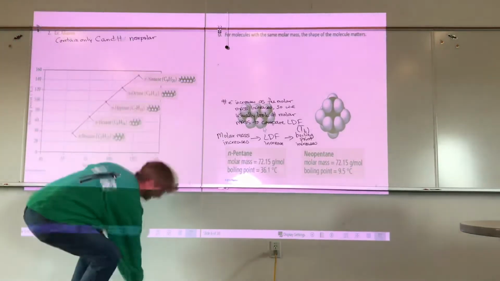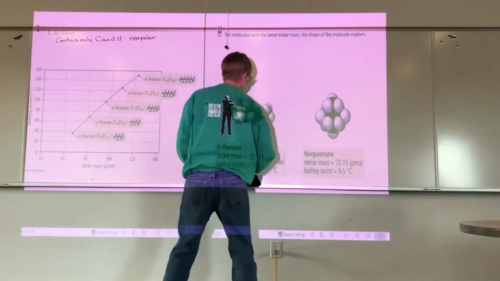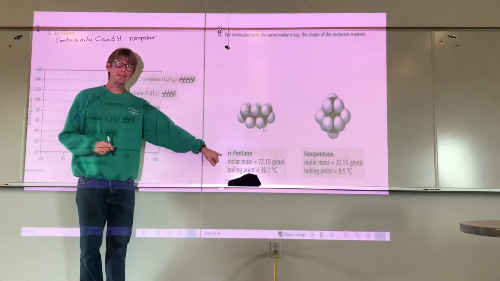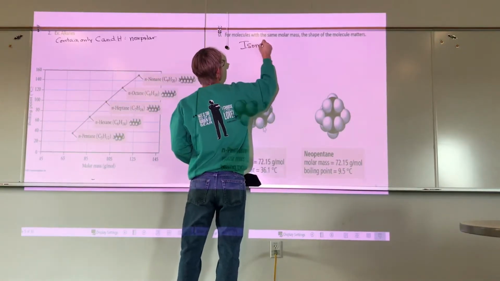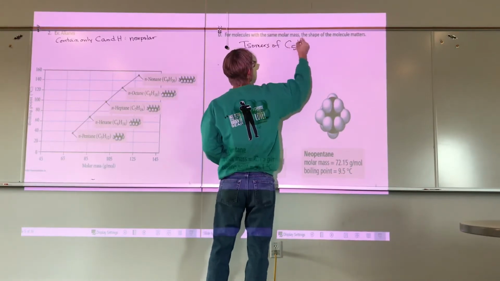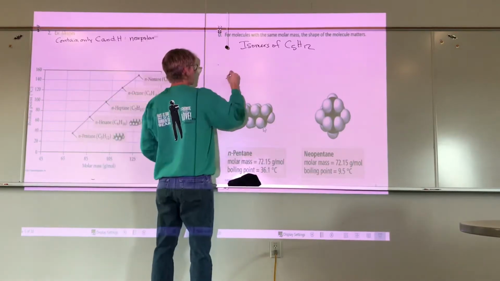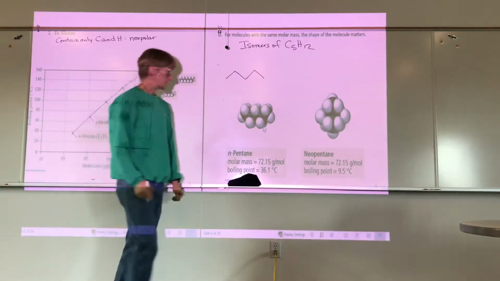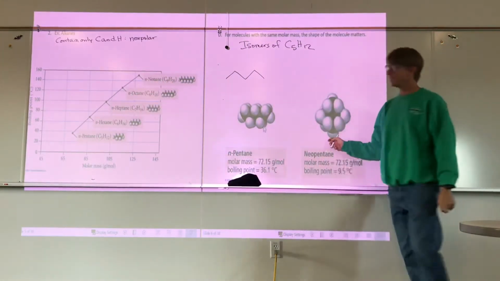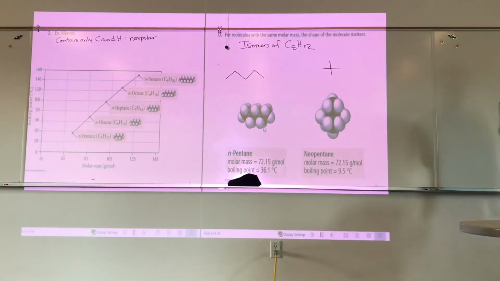For molecules with the same molar mass, the shape of the molecule matters. This is n-pentane, one of the isomers of C5H12. And this one, 1, 2, 3, 4, 5 carbons in a row. Neopentane, well, neopentane was the isomer that looked like a plus sign, although there were various ways to draw it.